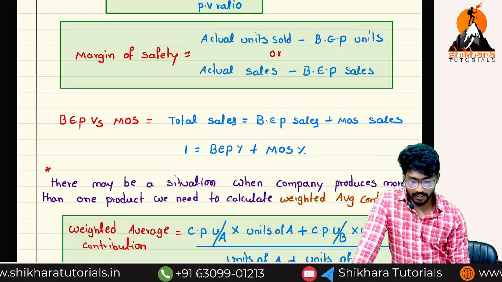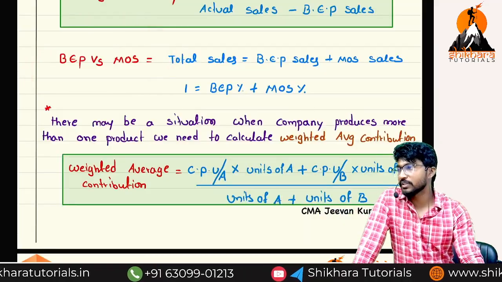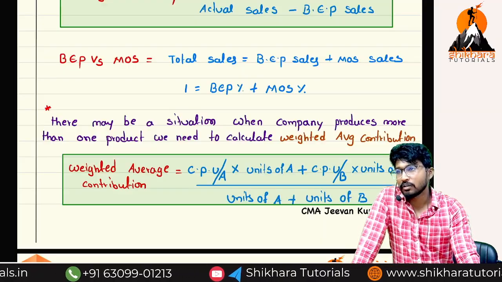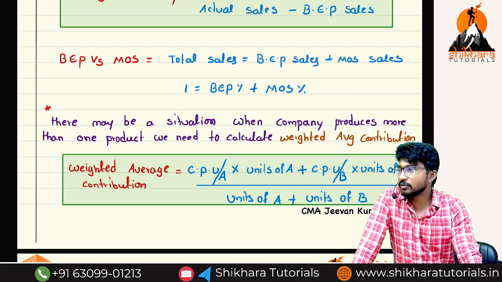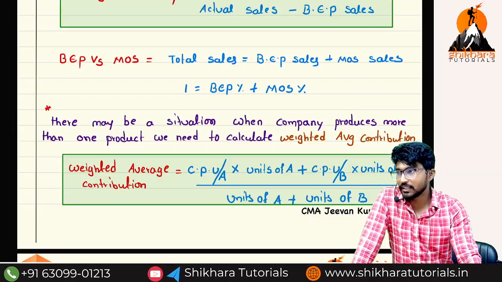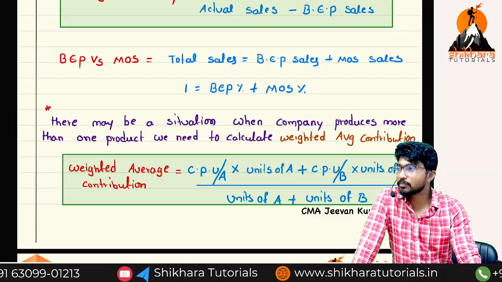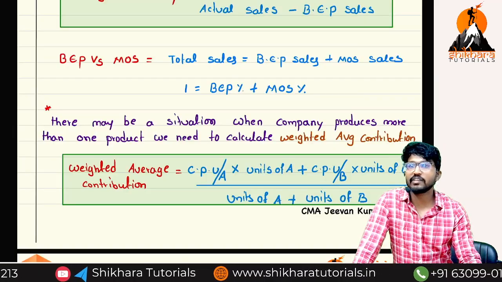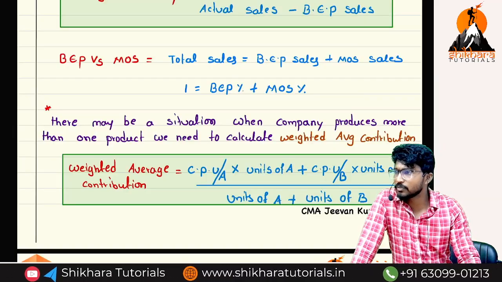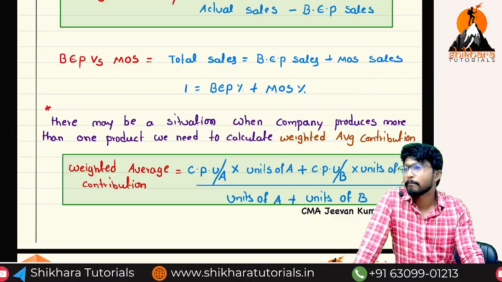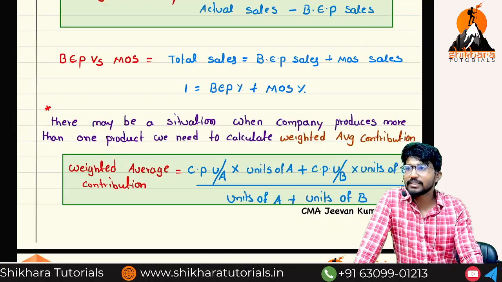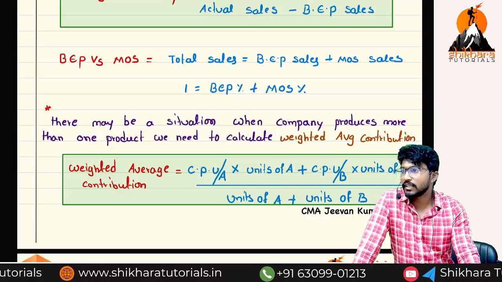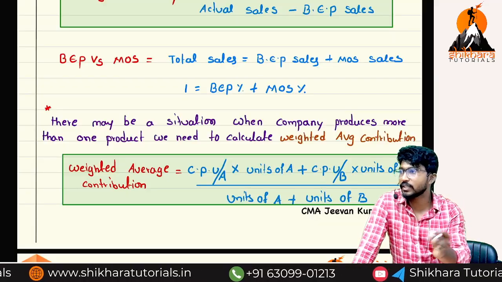Now, what is the relationship between margin of safety and BEP sales? Same as variable cost and contribution. Total sales is equal to BEP sales plus margin of safety sales. That is, 1 is equal to BEP percentage plus margin of safety percentage. If in the question they say margin of safety sales is 60%, then what is the portion of BEP sales? 40%. If they say BEP sales is 50%, what is the portion of margin of safety sales? 50%. So margin of safety sales plus BEP sales gives you total sales.